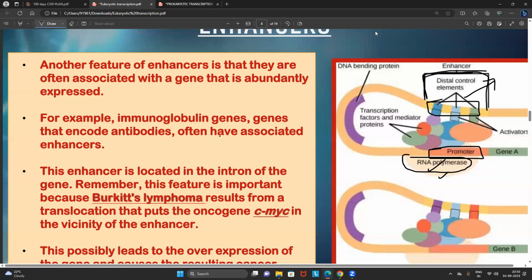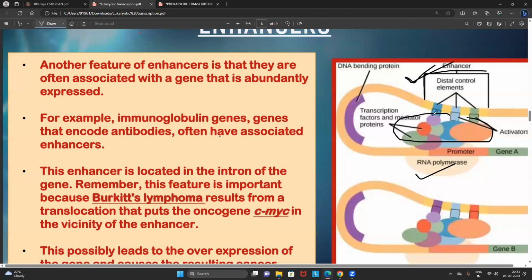That's a good question. You can see that, with the help of transcription factors and mediator proteins, you can see all these. So my point is, it doesn't matter how far the enhancer may be situated. It doesn't matter how far the enhancers are arranged. They can enhance the process of transcription by using transcription factors and mediator proteins.